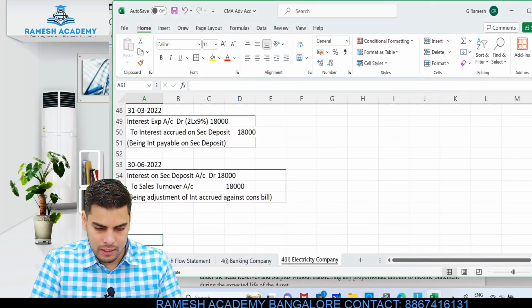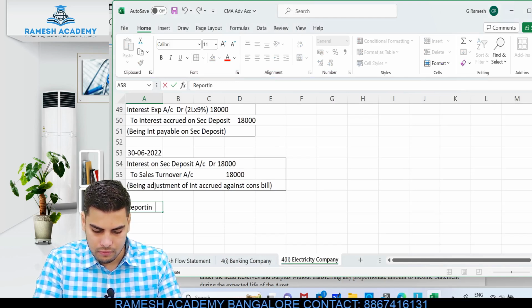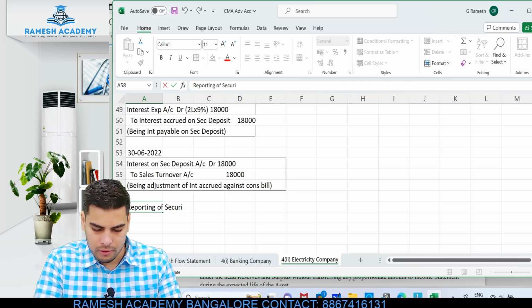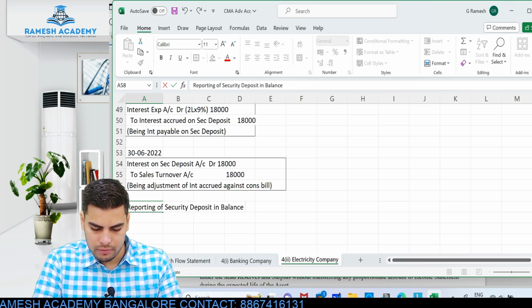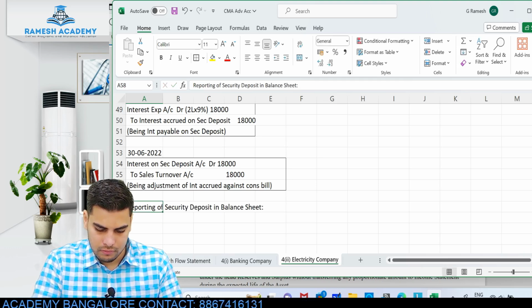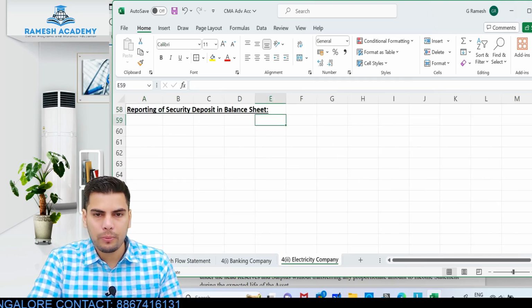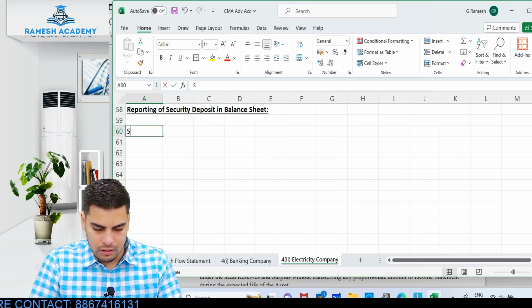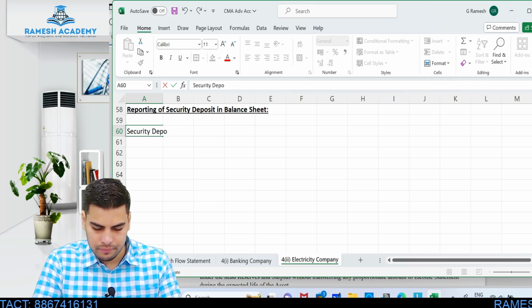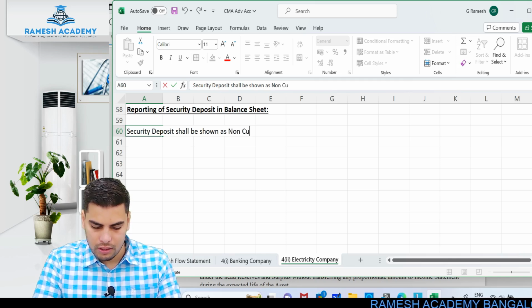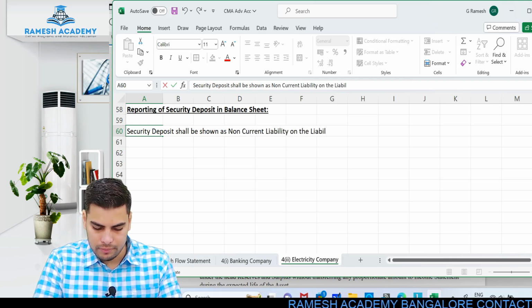So let's just write this. Reporting of security deposit in balance sheet. So how exactly do we report for the same in the balance sheet? Security deposit shall be shown as non-current liability on the liability side.